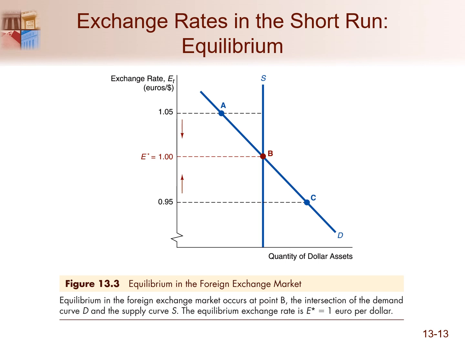So the equilibrium in the foreign exchange market occurs at point B. So this is point B, where your exchange rate is equal to 1. This is the point where the demand curve intersects the supply curve. That is S. S is the supply curve, and the equilibrium exchange rate is 1 euro per dollar.